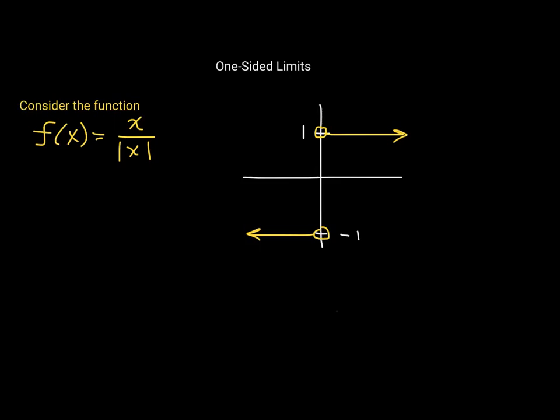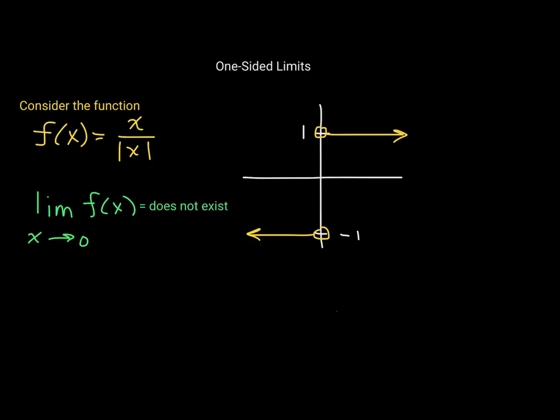Now, what I would like us to consider is the limit of this function as x approaches, let's say, 0. What's interesting is as x approaches 0 from the right, your function values are approaching 1, while as x approaches 0 from the left, the function values are approaching something different, -1. Because these two limits are different, we're going to say that the limit of f(x) as x approaches 0 does not exist.